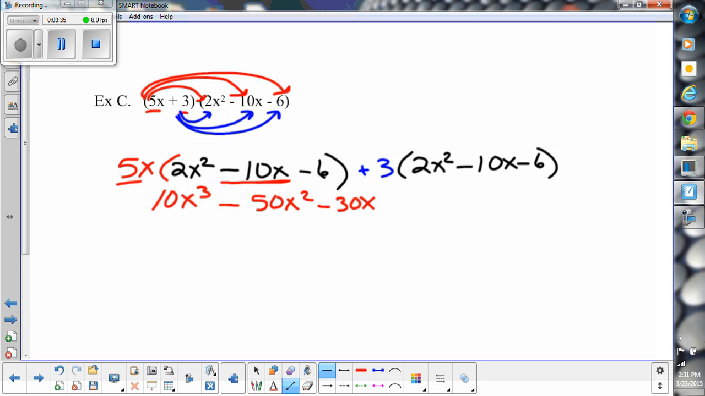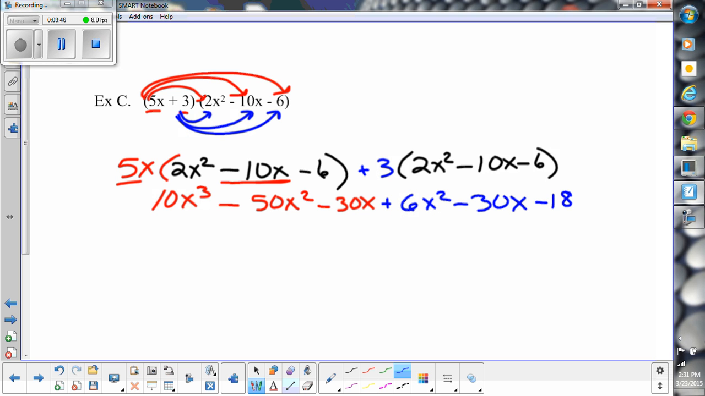And then the second part of it becomes 3 times 2 is 6x squared. 3 times negative 10x is negative 30x. And 3 times negative 6 is negative 18. Now to finish, we are going to combine our like terms.